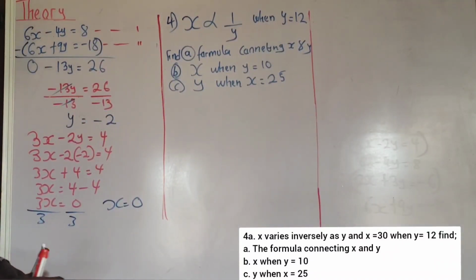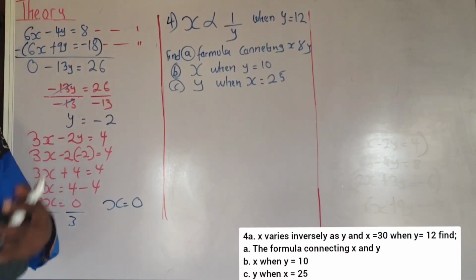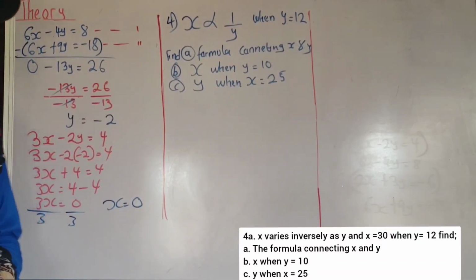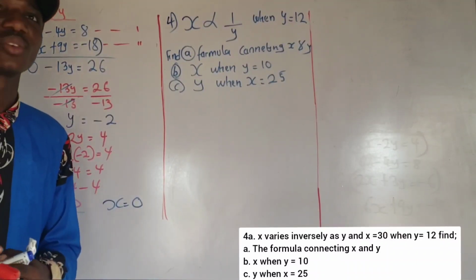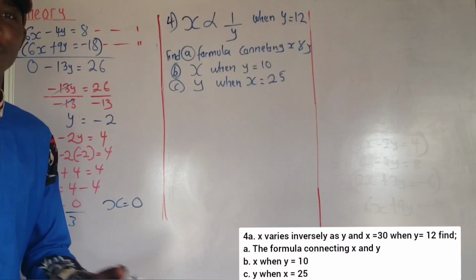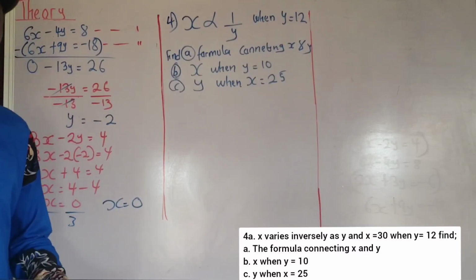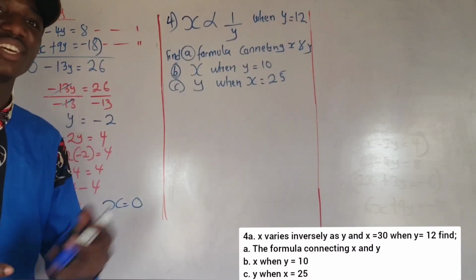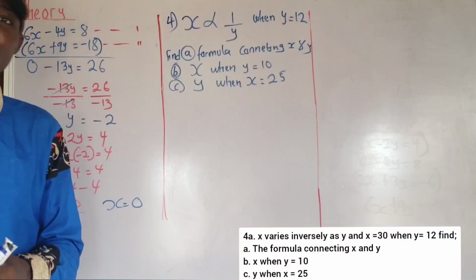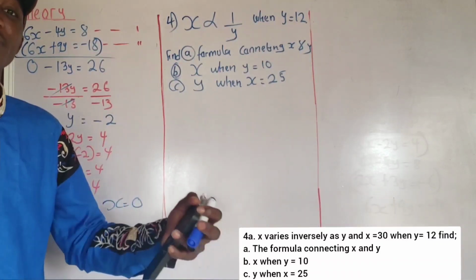The first step, let us start with the first question: formula connecting x and y. Do you know the meaning? You are asked to find the relationship between x and y. Okay, and variation simply means something that is not equal. You understand? Varies. If I say that my age varies directly as your age, that is, any change in my age will lead to a corresponding change in your age. That means that our ages can never be equal.